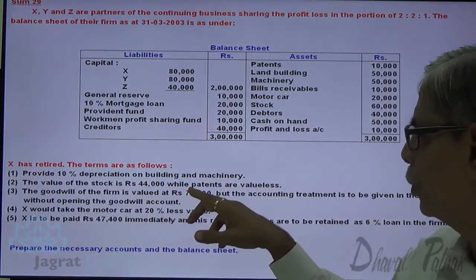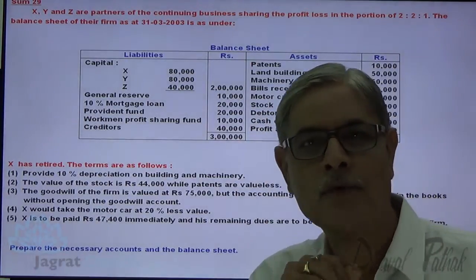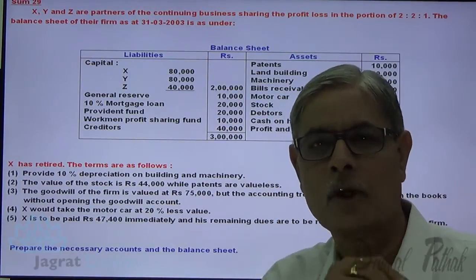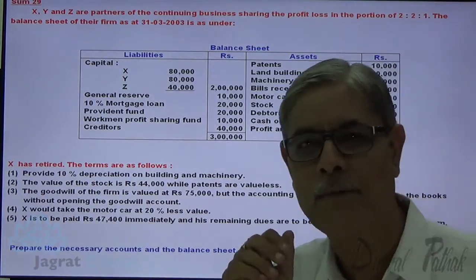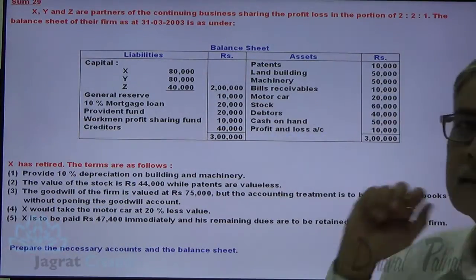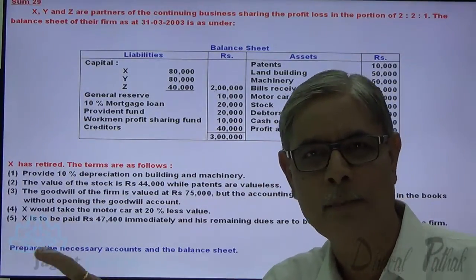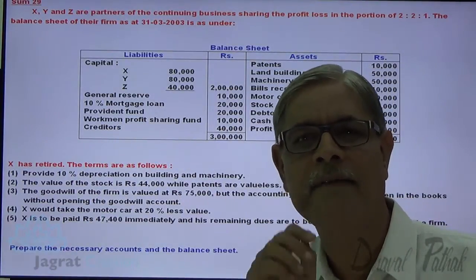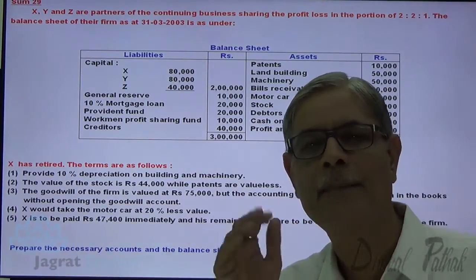Value of stock is 44,000. Now stock is given to you at 60,000. Book value is 60,000. Valuation made 44,000. Decline in value of stock is 16,000. That is debited to revaluation account and stock will appear at a value of 44,000. Patents are valueless. So book value of patent is 10,000. Valueless means zero value. Decline in value of patent is 10,000. That decrease in value of asset is debited to revaluation account. And patent being valueless won't appear in the balance sheet.